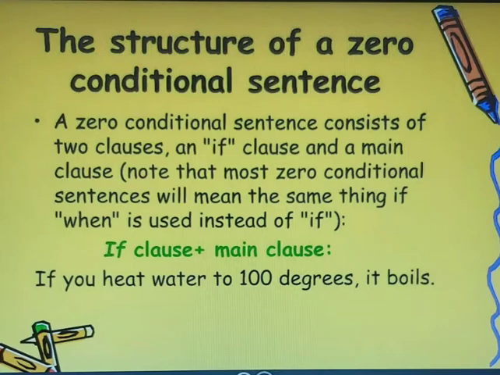A zero conditional sentence consists of two clauses, an if clause and a main clause. Note that most zero conditional sentences will mean the same thing if when is used instead of if. The structure is if clause plus main clause. For example, if you heat water to 100 degrees, it boils.